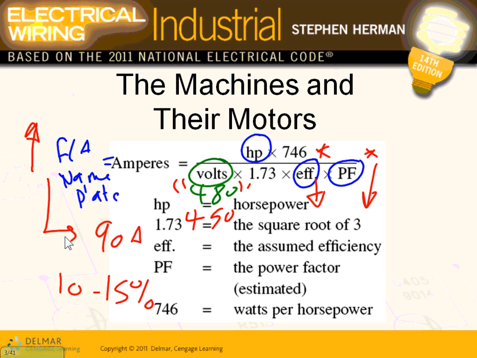So what's 10% extra on 90? That will be, what's 0.9, right? 10% or say 15. So then maybe the full load amp would be, let's just say, 99 amp.